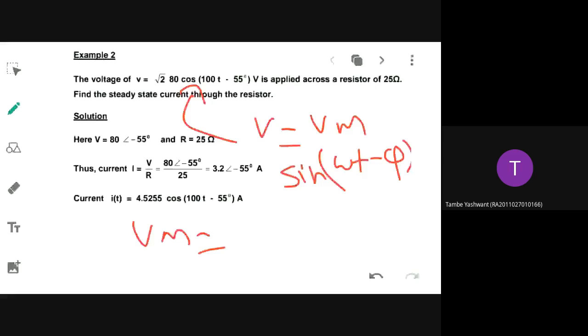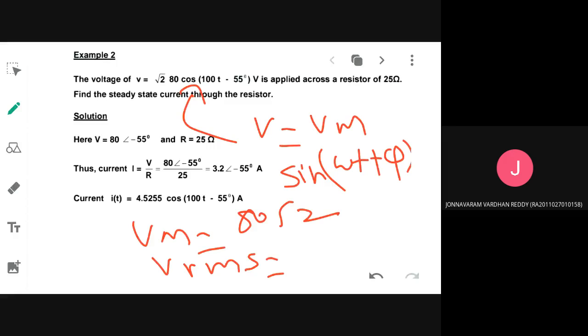So you compare this with this equation. So what is your Vm? Vm is 80 root 2. What is your omega? 100. What is your phi? Ma'am, I want VRMS. Always I have to process. First tell me Vm is equal to 80 square root of 2. It is a sinusoidal quantity. I want the RMS value for it. Yesterday we have derived what is the RMS value for a full sinusoidal quantity. So what is the value?